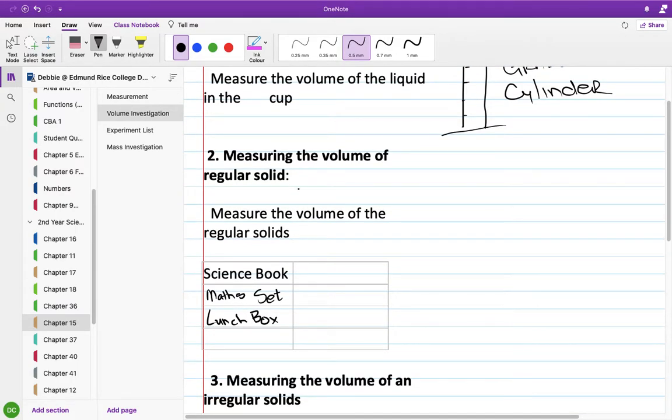Measuring the volume of a solid, so if it's a regular solid, what we're looking at for volume here is length multiplied by width multiplied by height. So it's just 3 measurements using a meter stick.